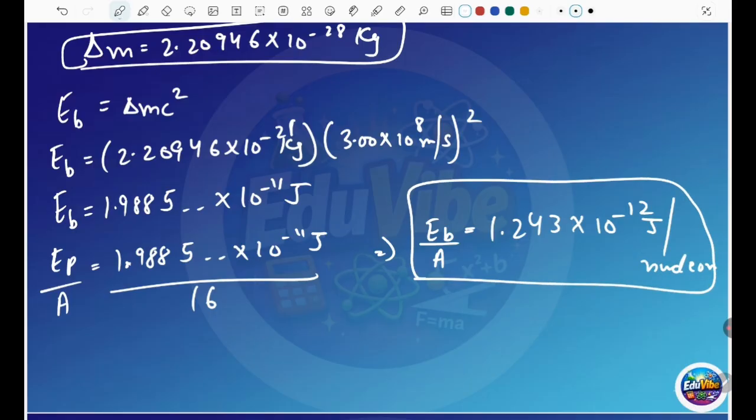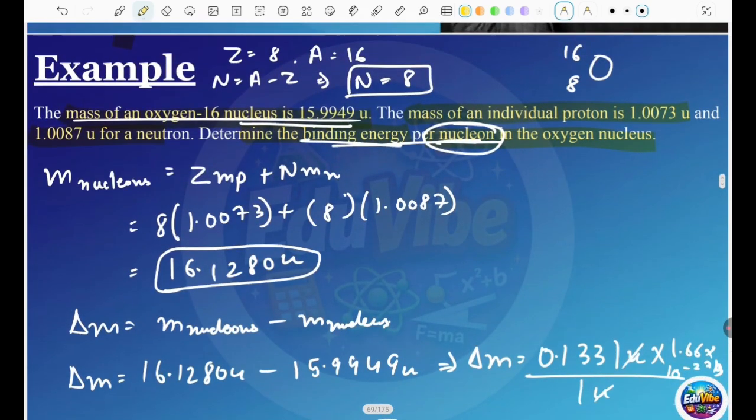That's the thing you have to do at the last, which is very important, the tricky part in that. You have to not just stop over there. You have to divide this by A, which is per nucleon. So that's the answer. That's how you can deal with the defect mass and the mass-energy equivalence, which is Einstein's equation.